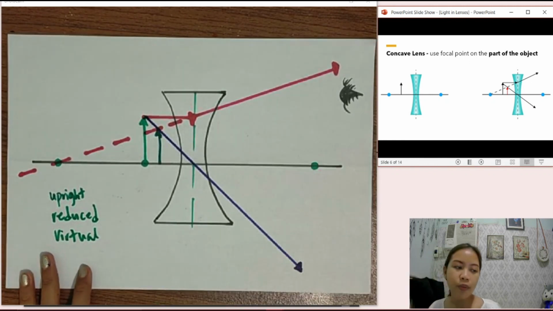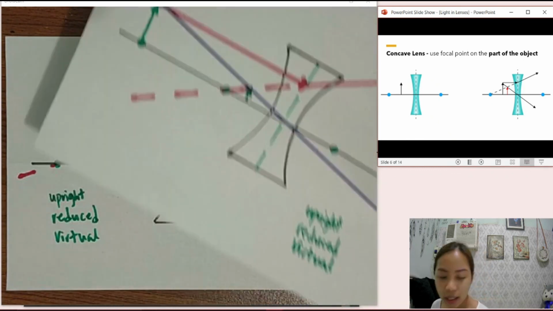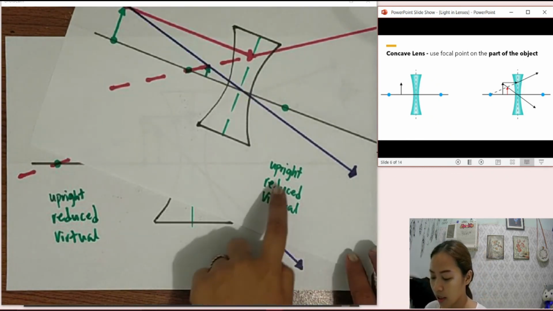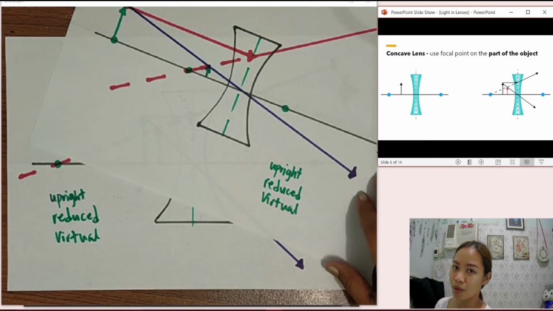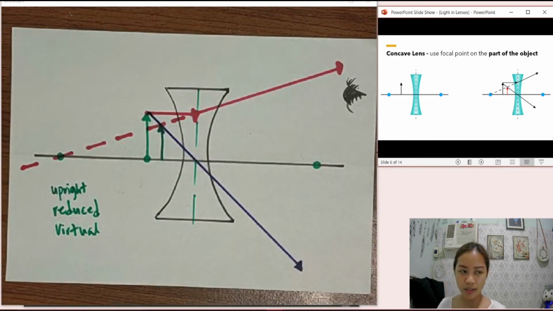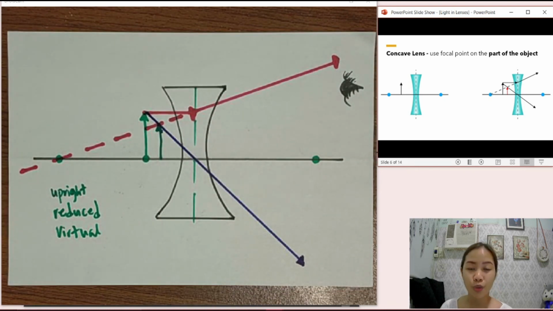So just like the convex mirror, the concave lens forms an upright, reduced, and virtual image. If you noticed, our concave lens always forms an upright, reduced, and virtual image. It is the same as the convex mirror. Okay? So, there it is. So, regardless of whether the focal length or the object distance is longer, as long as we use a concave lens, it is always an upright, reduced, and virtual image. That's it.